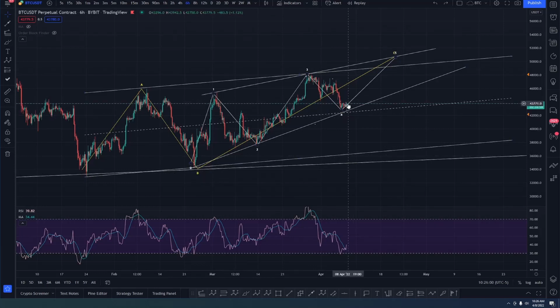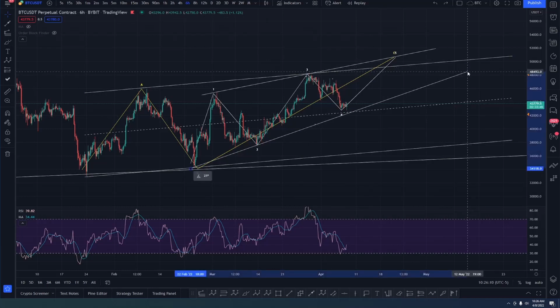If it does break, does it break substantially, or does it just wick down and then wick back in, which is okay if it wants to do that. If I draw the line a little bit more precisely, it does have a little bit more room to come down and break this low and then come on back up.